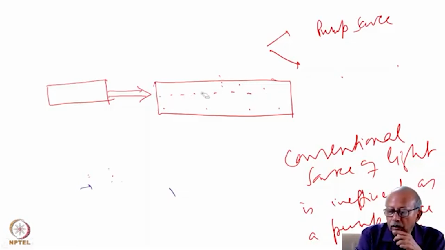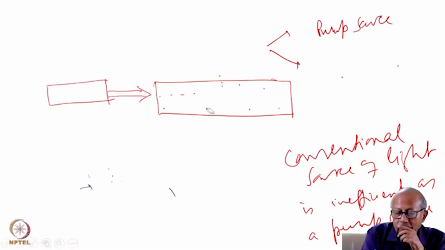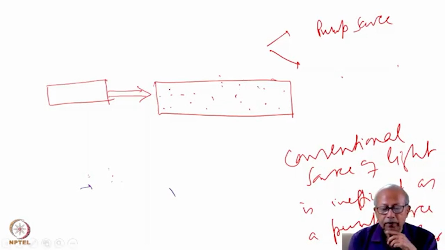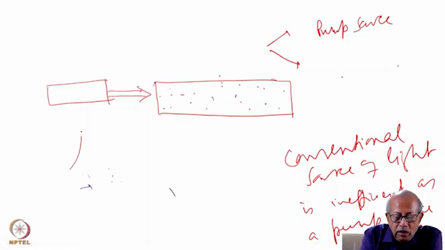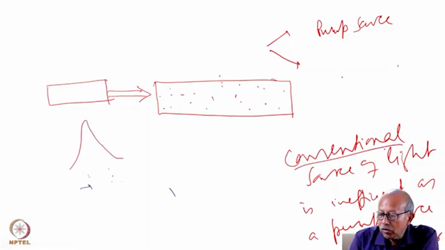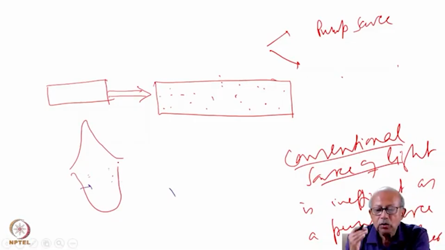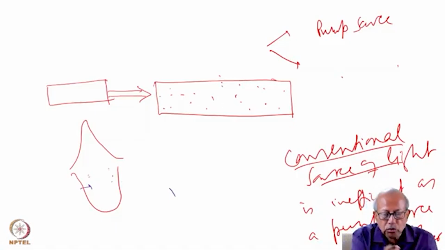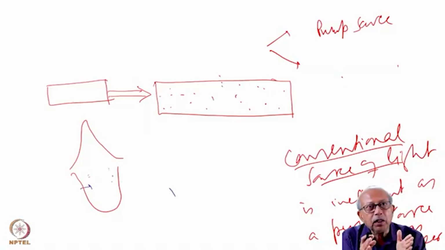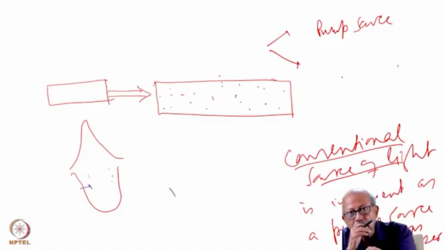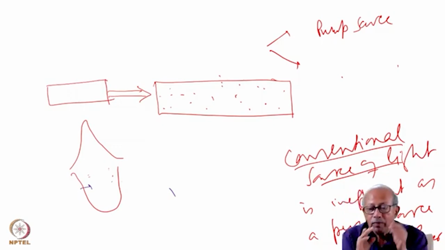So the chance that this will be intercepted by these absorbing atoms or molecules is pretty high. And the emission width of the laser is much narrower compared to a conventional source of light. Therefore, it can have a good spectral match with the absorption feature of the absorbing species. Of course, we have to choose the wavelength of the laser appropriately to have a good match with the absorption wavelength of this gas or atom, which is to be pumped.